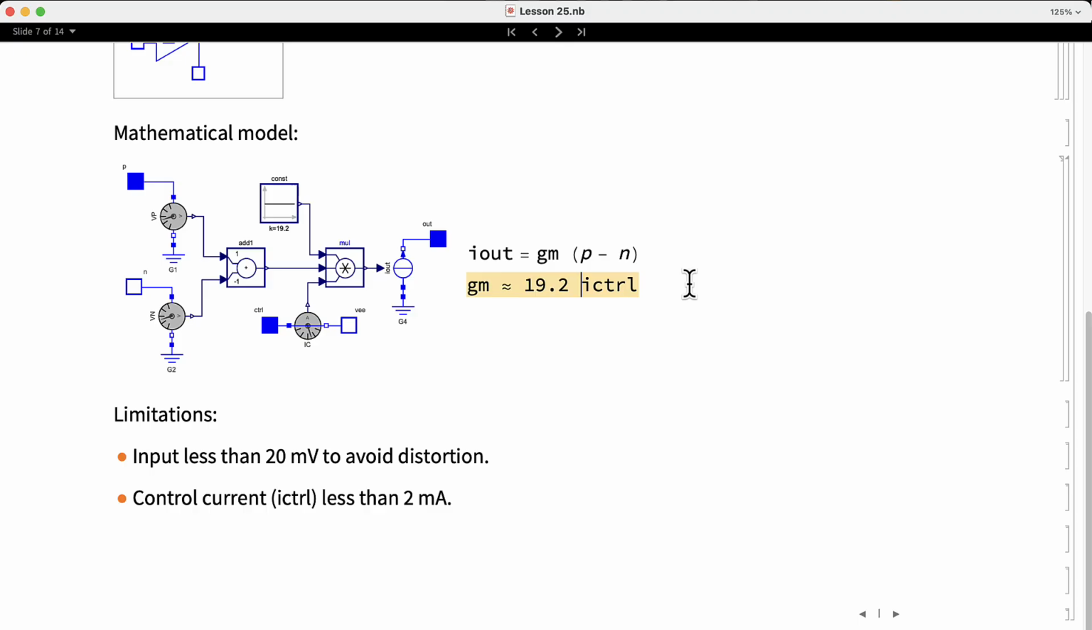We will see in the following slides a few examples on how to use OTAs. They are very useful components, but they do have a few quirks. First, the input voltage must be very low, less than 20 millivolts. If the voltages are larger, the input signal will be distorted. The control current is very low as well. It needs to be below 2 milliamperes. We have to consider these 2 requirements when making a design.